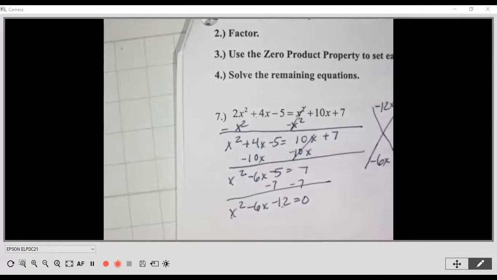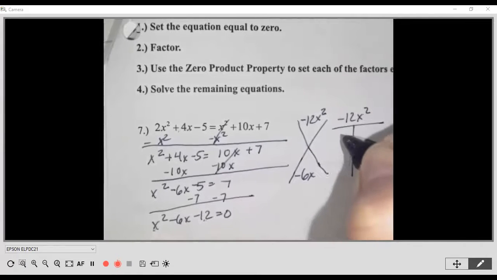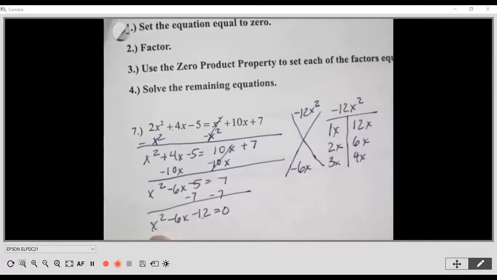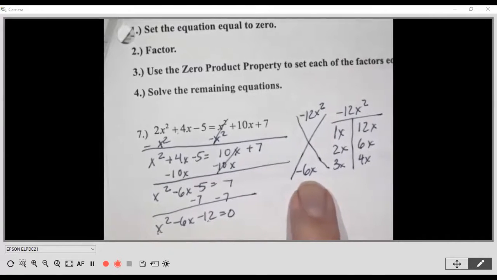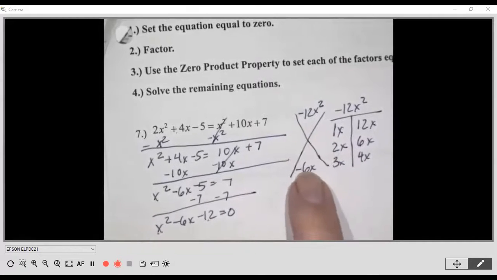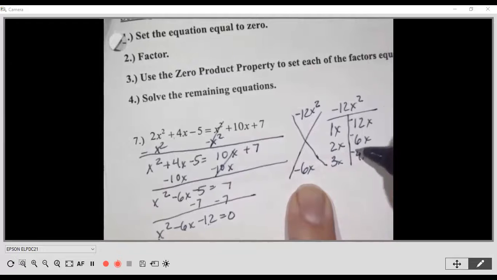Oops, this is minus 12x squared, excuse me. So then I'll look at the negative 12x squared. This can give us 1x. The factors are 1x and 12x, 2x and 6x, 3x and 4x. And then I want to see which of these will add up to negative 6x and multiply to negative 12x squared. So to multiply to a negative, we have to have one positive, one negative. To add up to a negative, there needs to be a larger negative absolute value, which means these numbers in the right-hand column would be the negatives.